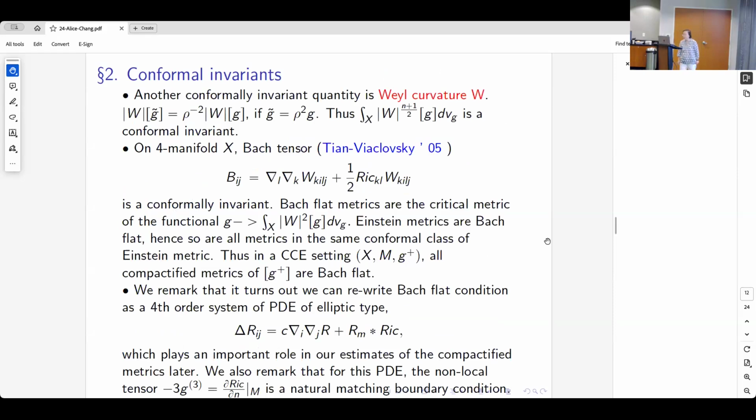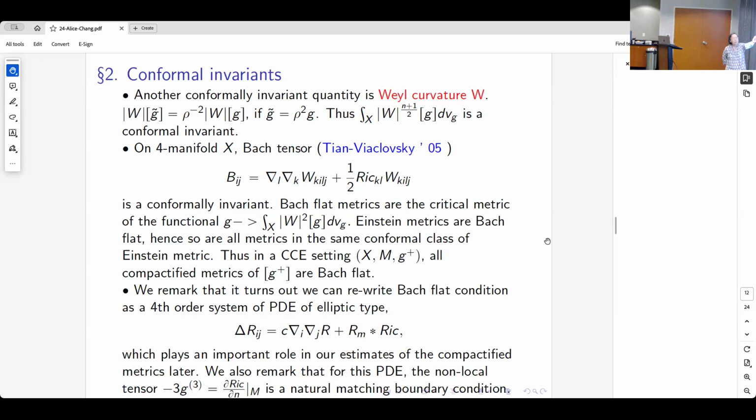Okay, and then the other conformal invariant is the Weyl curvature. It turns out Weyl is a pointwise conformal invariant, so the integral of Weyl to the power n over 2 is an invariant. For example, when n equals 3, we talk about the Weyl L2 norm. And the Bach tensor is the critical point of the Weyl functional. The space of Bach flat metrics has been studied by Tian and Viaclovsky, so we are inspired by their work.